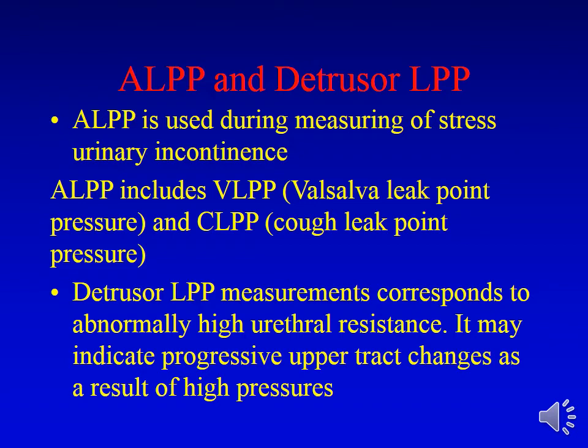But detrusor leak point pressure is different. Let's say, for example, a neurogenic bladder, which has abnormally high urethral resistance. Now when we fill up, the bladder pressure starts increasing. The bladder pressure rises above 20 centimeters of water, and it only starts leaking at 30 centimeters of water. That means it's a high pressure bladder, a very high pressure bladder, and it can indicate progressive upper tract changes that may result from the high bladder pressure, and these are known as dangerous bladders. So there are two different concepts, indicated for two different uses.